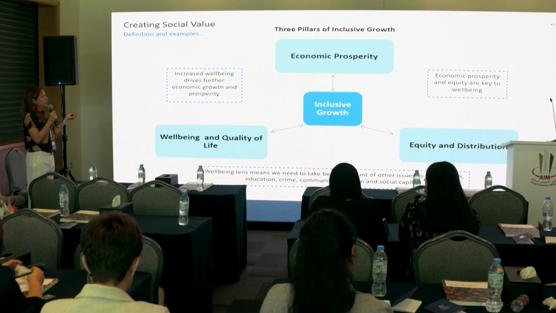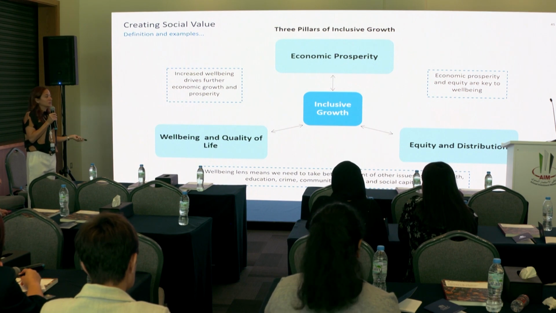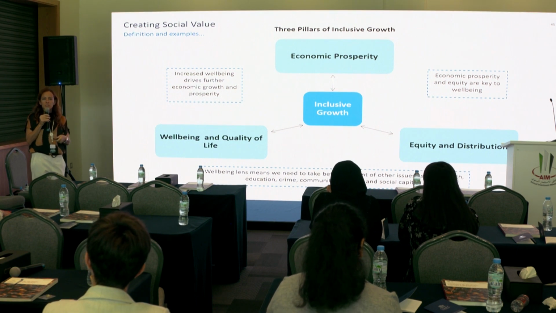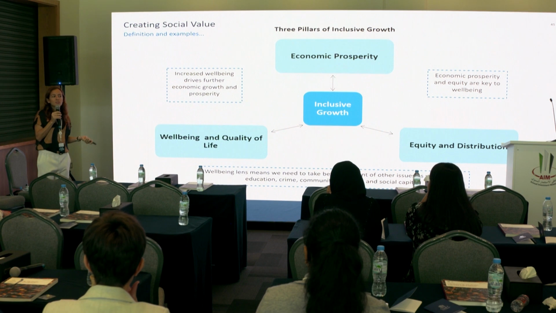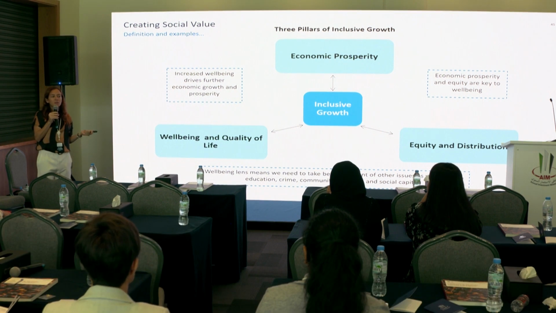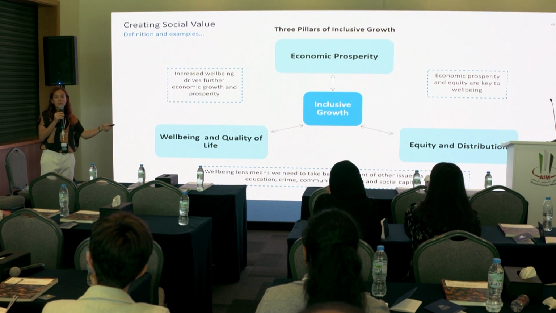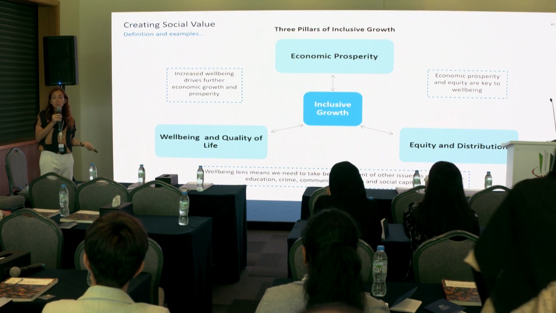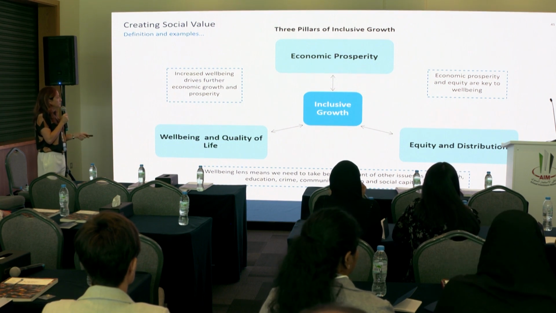So economic prosperity is one angle, but then well-being and quality of life is another angle. And then equity and distribution is another angle. So, there was talk about electricity not being available or clean water not being available. What's the use if we have a power plant that only services those that can afford it? Or it only services those in the city that can be linked up to the grid, but it's not extending out to the rural areas. So we really need to think of it from the three factors.